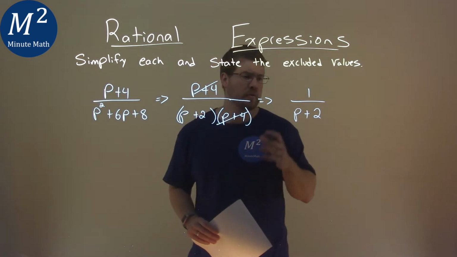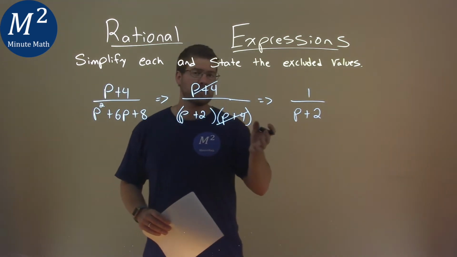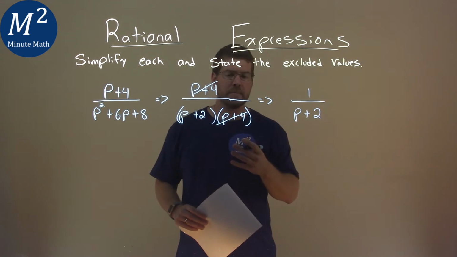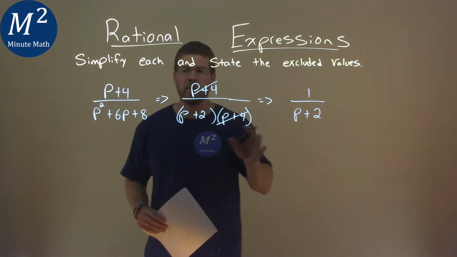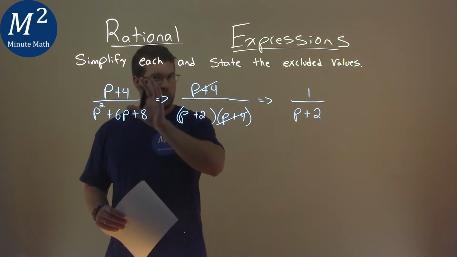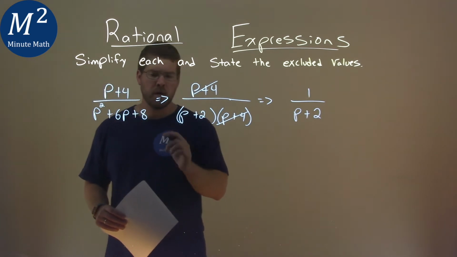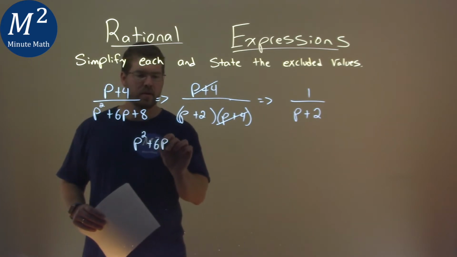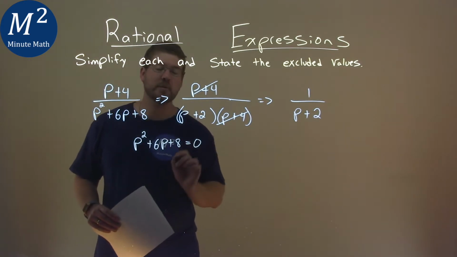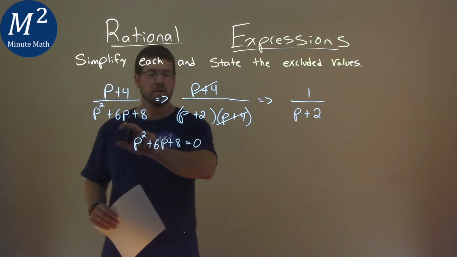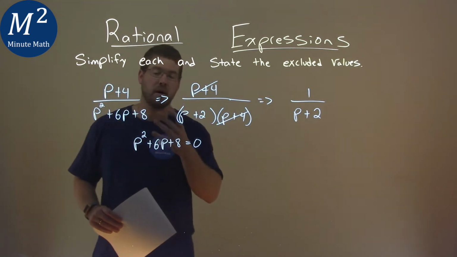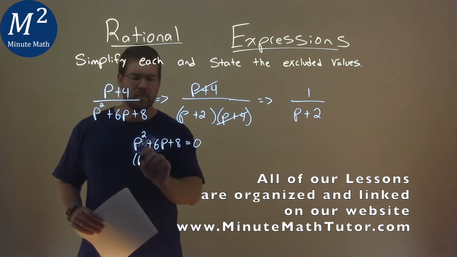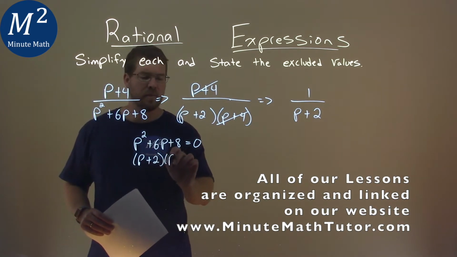And normally, you just look at the denominator with a rational expression and set it equal to 0, and you see what value for p comes up. But we have to include our original problem before we simplified. So we take our denominator, p squared plus 6p plus 8, and we're going to set it equal to 0 from the original to find which values for p cause our denominator to be equal to 0. Well, we've already factored that. That's a p plus 2 and a p plus 4.